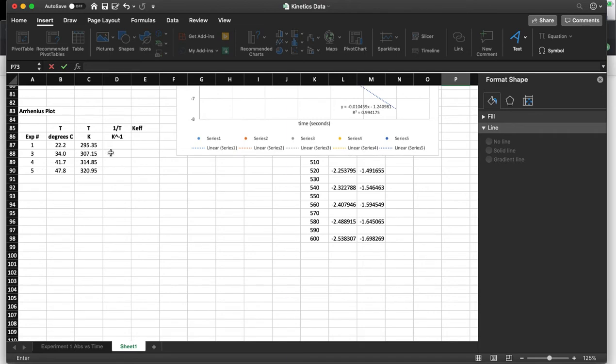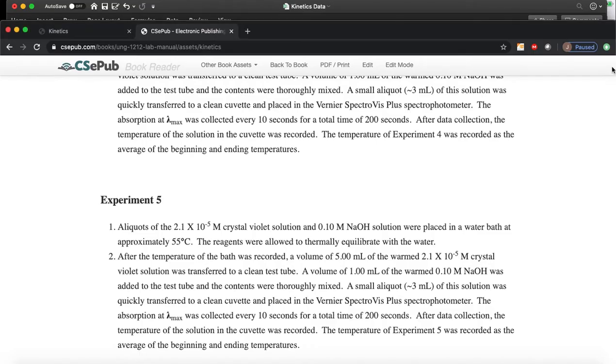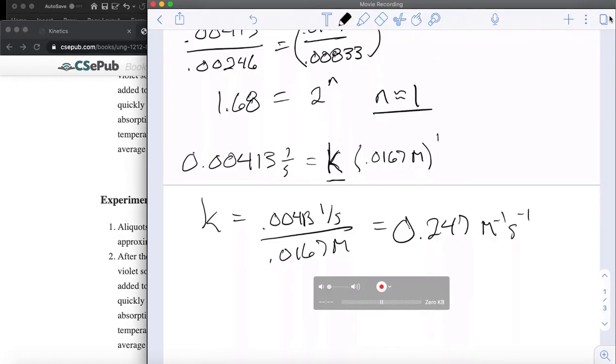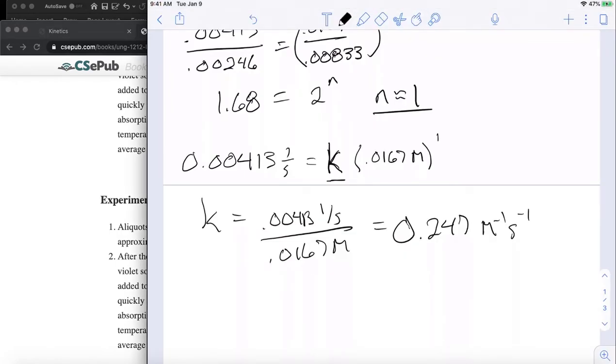But what we're actually able to do here is use the Arrhenius equation. Let me talk about the Arrhenius equation for just a second, and then I'll come back to the Excel spreadsheet. Our Arrhenius equation, in its most general form, is that our rate constant k is equal to A times e to the negative Ea over RT. That's our general form of the Arrhenius equation.